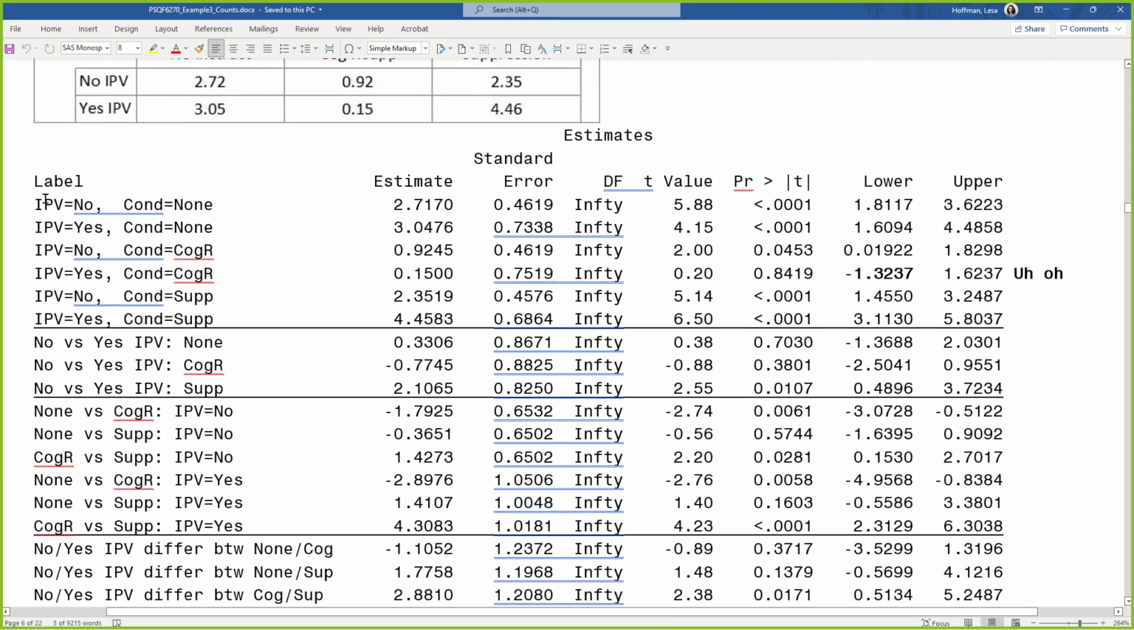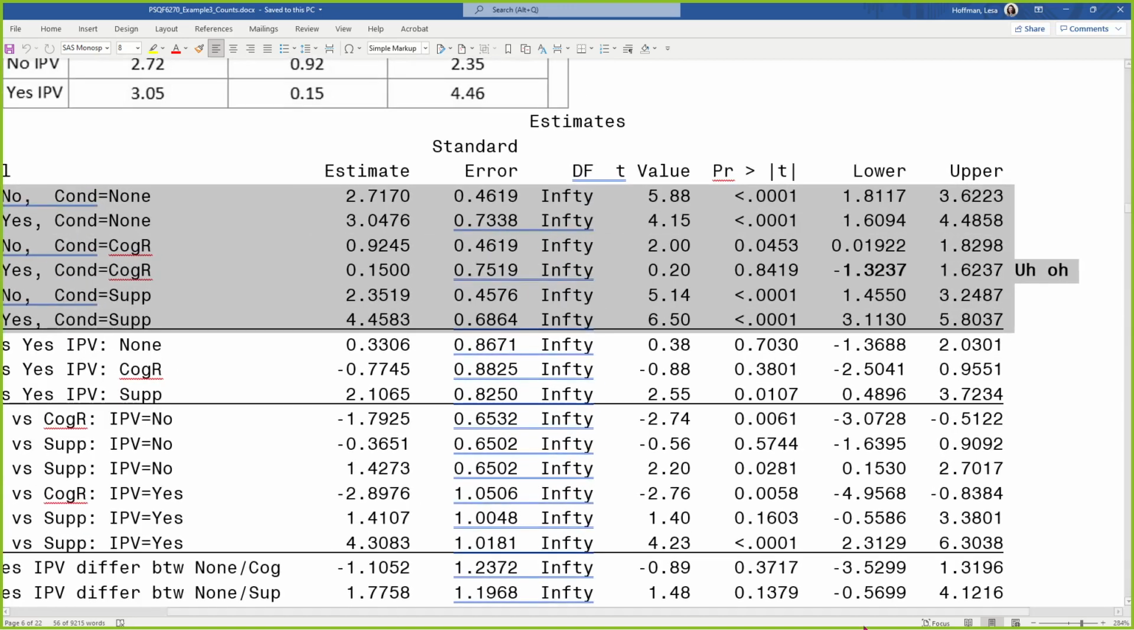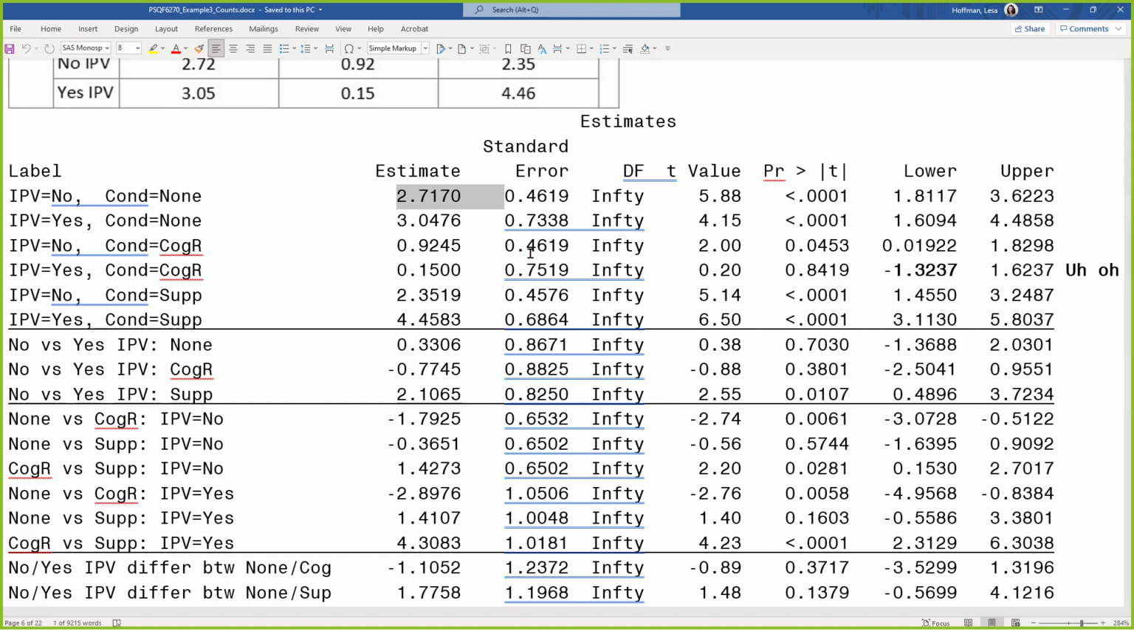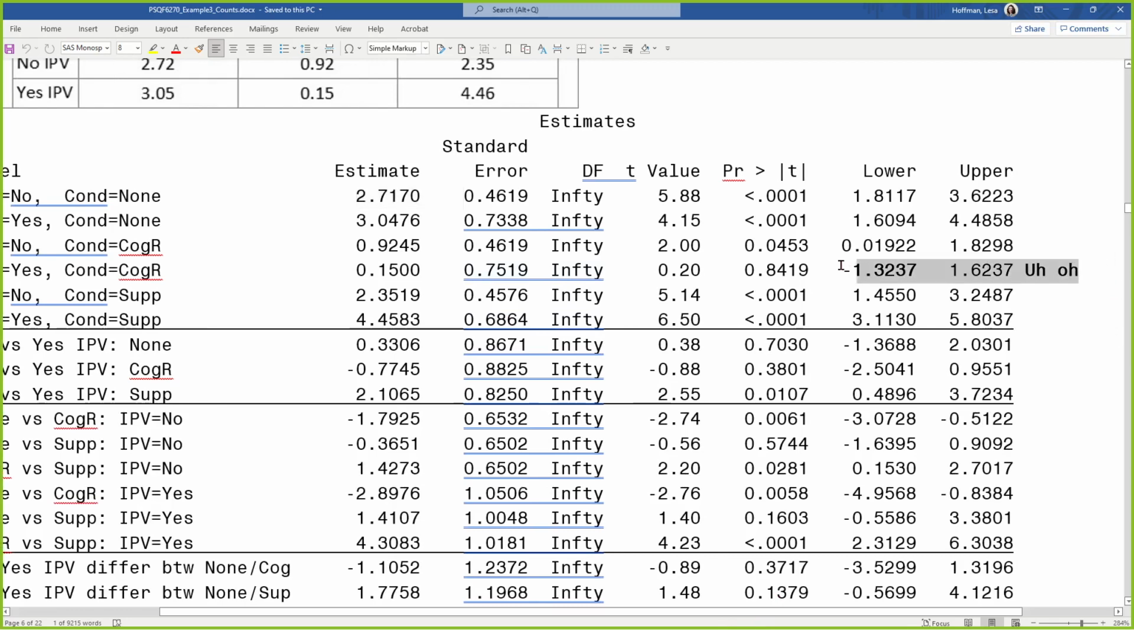What I want to draw your attention to is right here. These are my cell means. The numbers in the first column are the estimated cell means, and they are exactly right. They have to be, because I have a linear predictor with 6 parameters in it, and I've got 6 cell means, and so they're perfectly going to recreate. Now let's scroll across this here, though. I have a note. Proc GLIMMIX says, uh-oh.